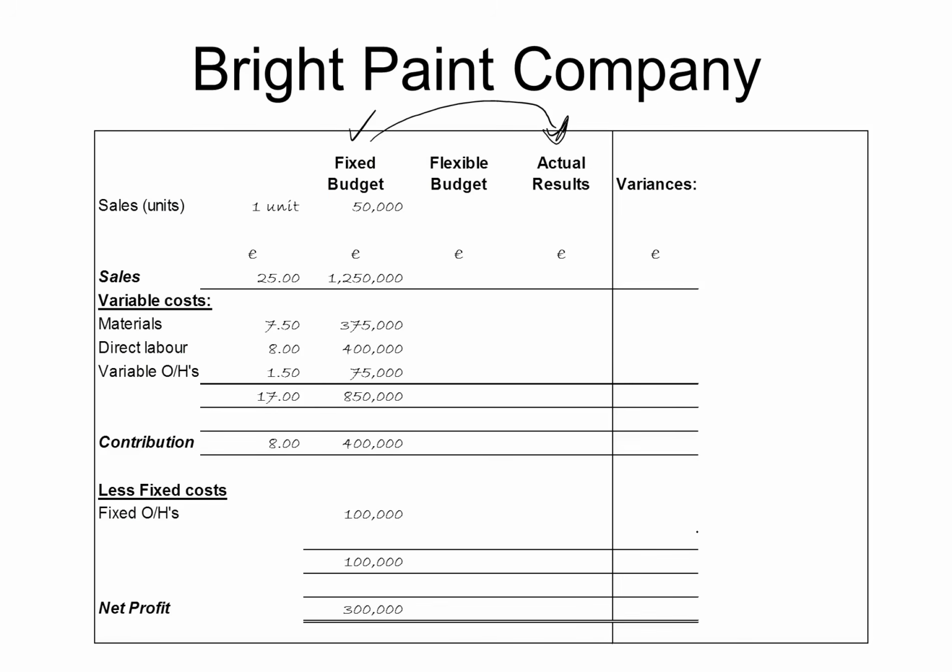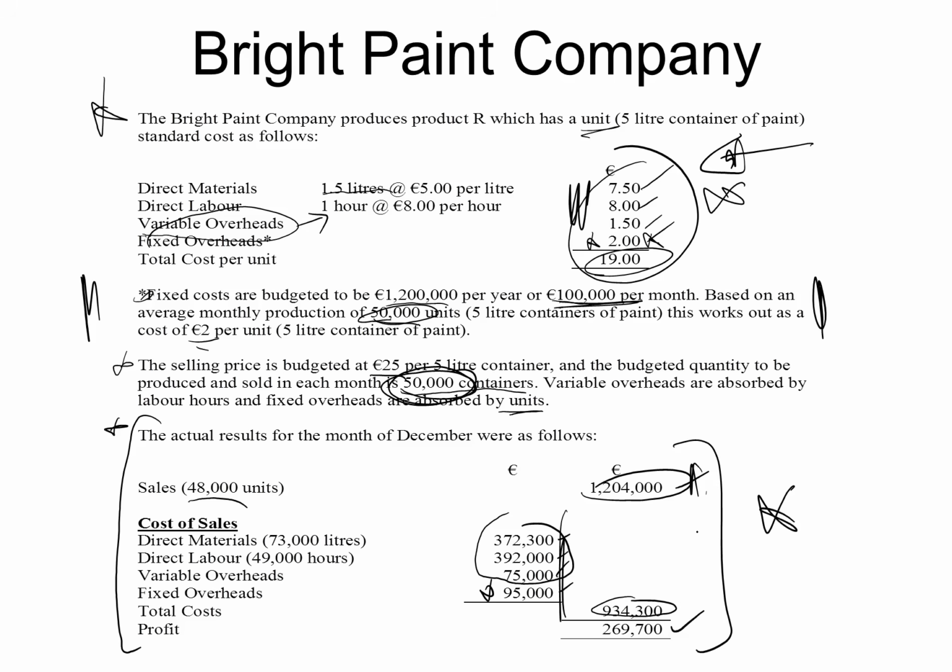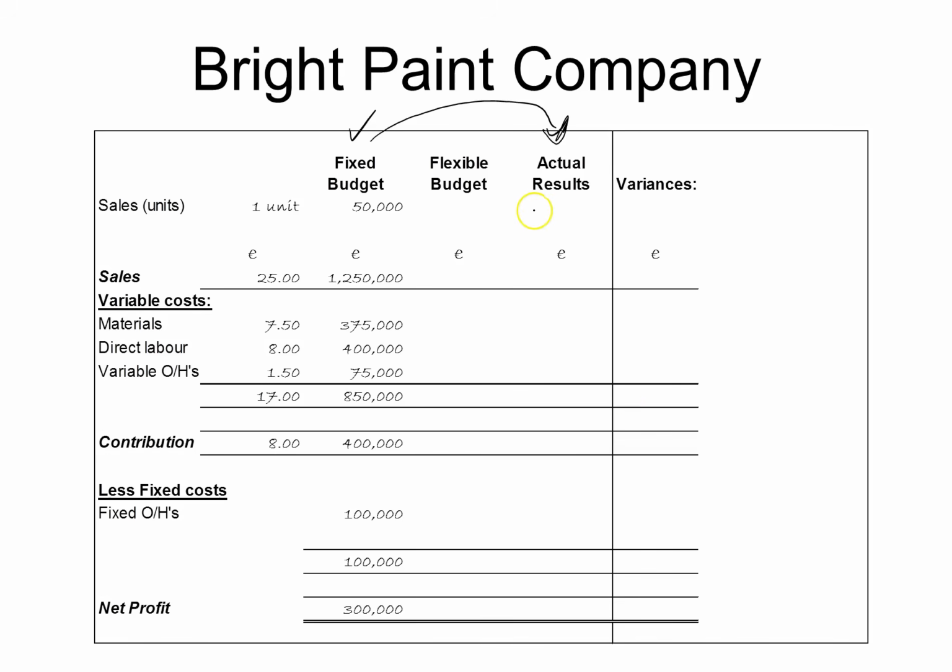So if I start at the top here, first thing to note, let me just go back for one second, is that the sales were 48,000 units. So I'll put that in here. So the actual sales, 48,000 units. The actual revenue was 1,204,000. The materials came to 372,300. I'm just taking this straight from the question. The labour came to 392,000. And the variable overheads came to 75,000. So they're the actual figures.